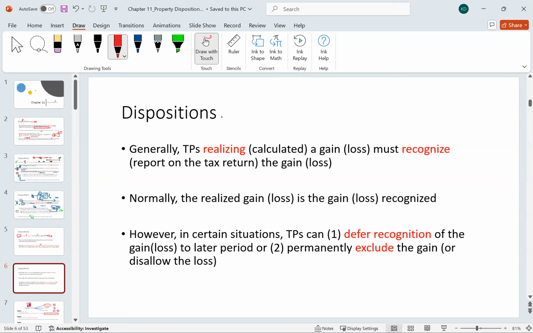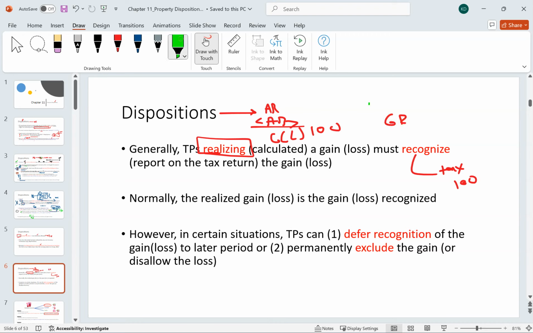So we said, right, the disposition event triggers the amount realized minus adjusted basis, right, gives you your gain or loss, your realized gain or loss. But then we have to distinguish that from what you recognize or actually put on the tax return, right? So maybe you calculated a $100 gain. The general rule is you're going to put $100 on your tax return that you report or recognize. That's the general rule. Your realized gain of $100 is going to be your recognized gain that you put on the tax return.